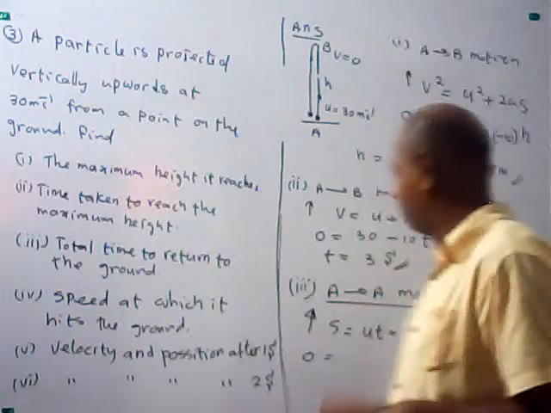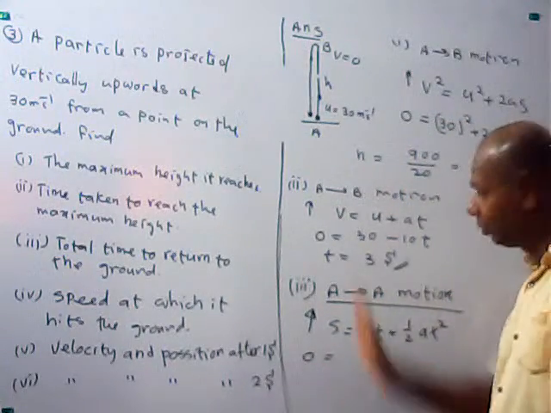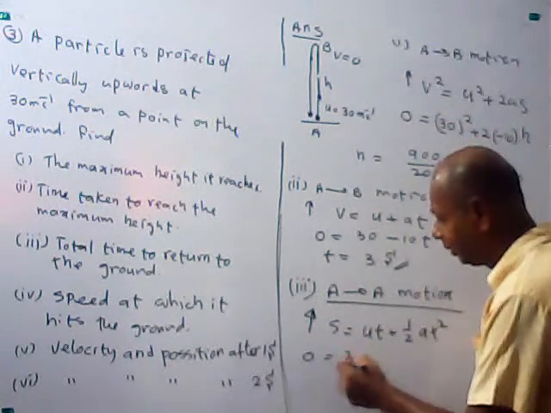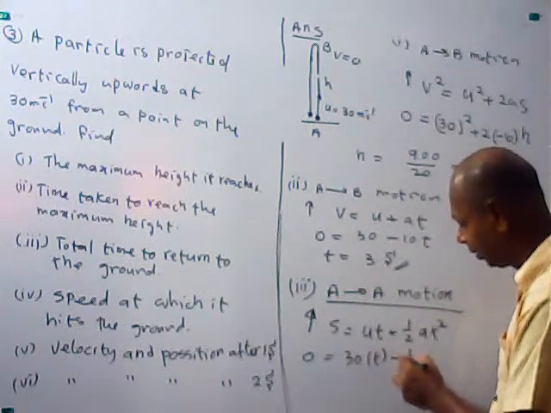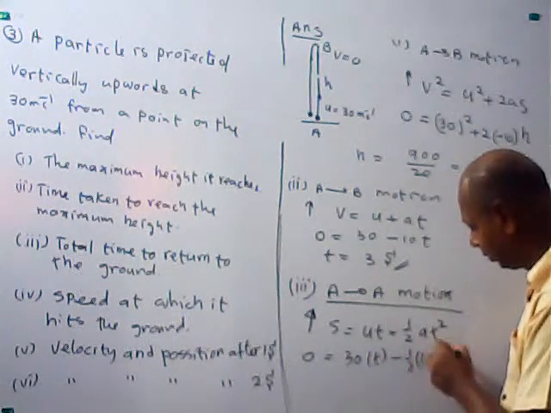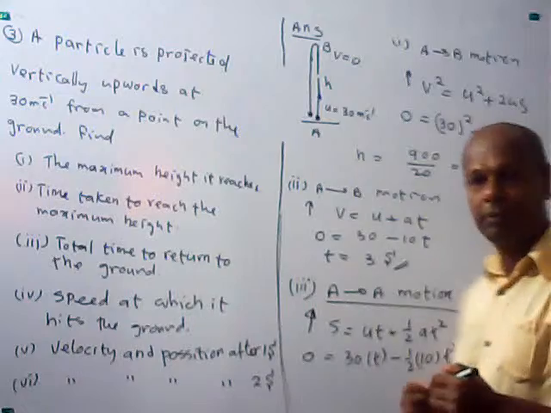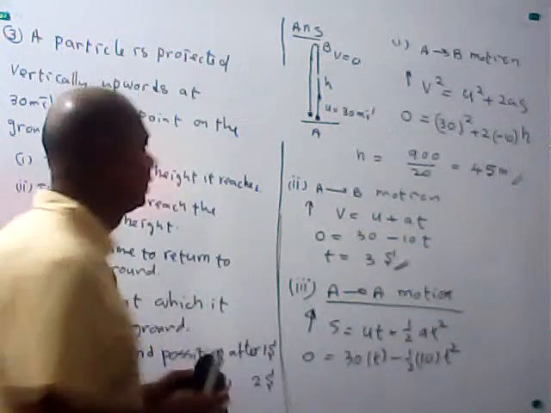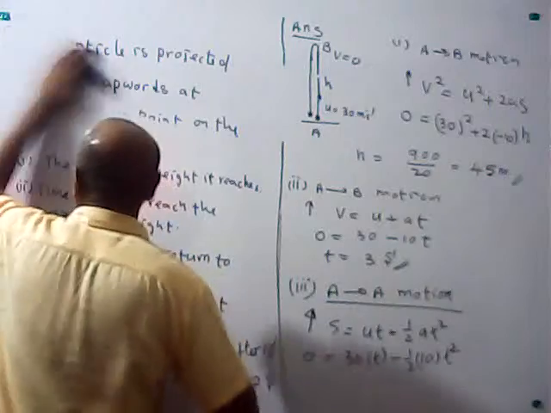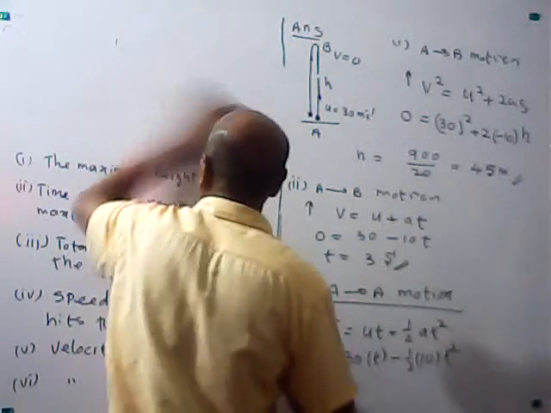This is what we use. S is 0. We apply upwards. U is 30, T is unknown, minus half 10 T squared. Right. So you get a simple equation and you have to solve it.